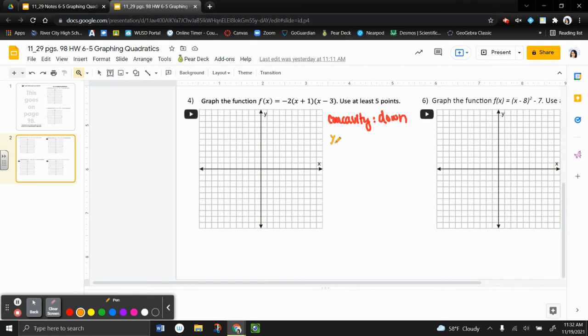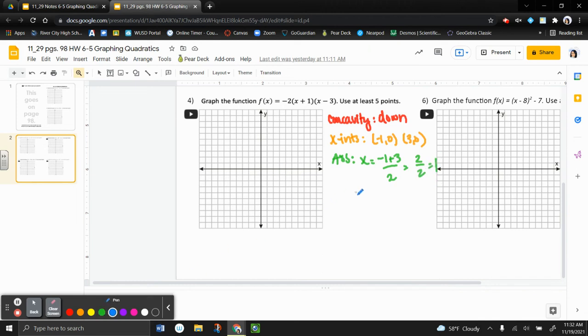We're going to get the x-intercepts. So it's going to be negative 1, 0 and 3, 0. We're going to calculate our axis of symmetry by adding our x-intercepts, negative 1 plus 3, and dividing by 2. So that's going to be 2 over 2, which is equal to 1.